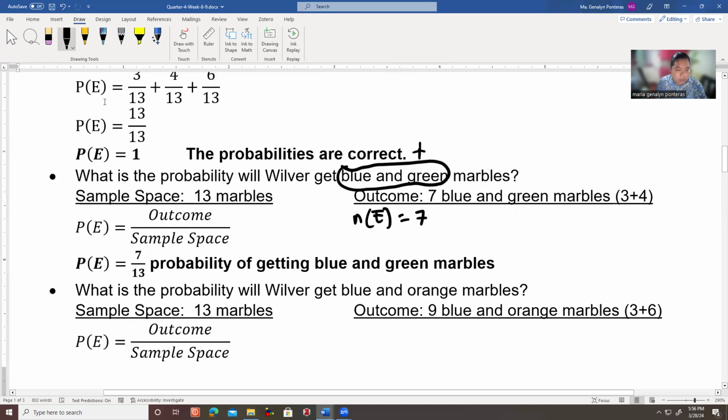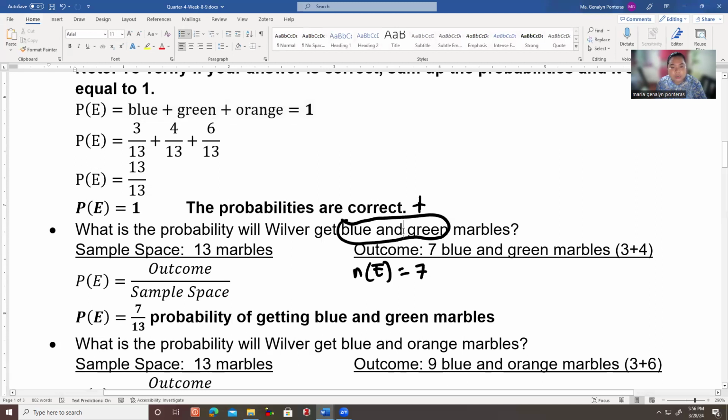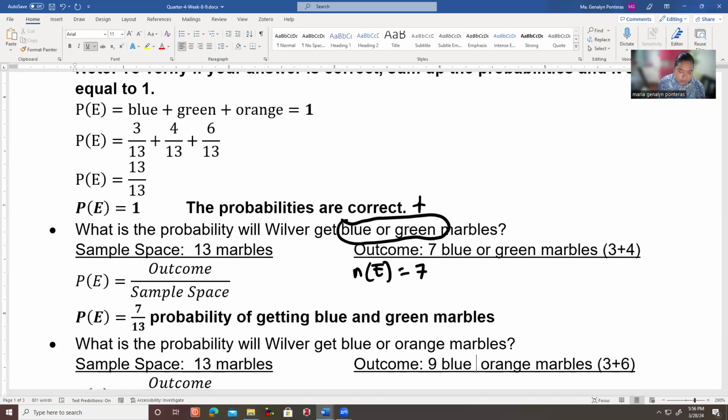Now, let's have the probability of getting blue and orange. I think we have a correction here. It's "or". Let's change it into "or". It must be blue or green, because "or" in mathematics means addition. So we have addition. In set notation, "or" means add.